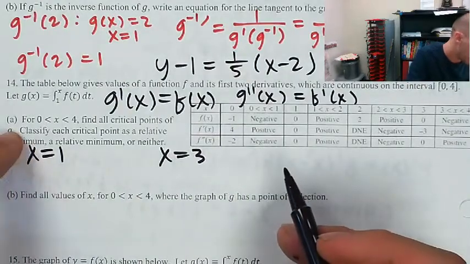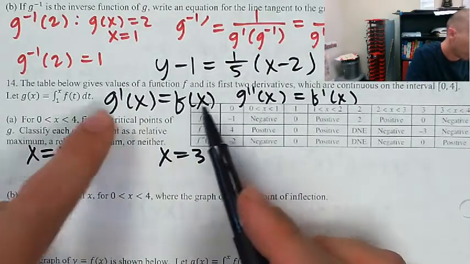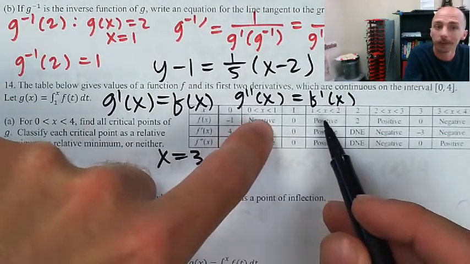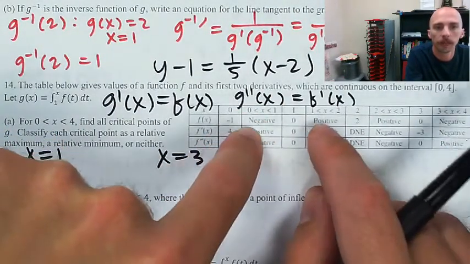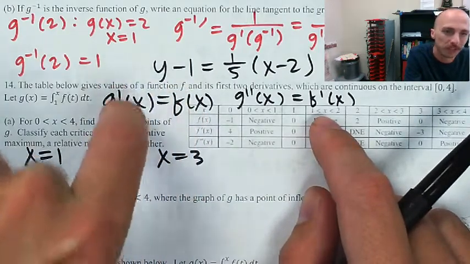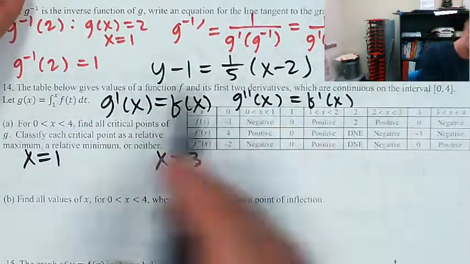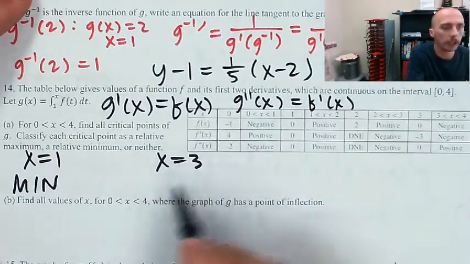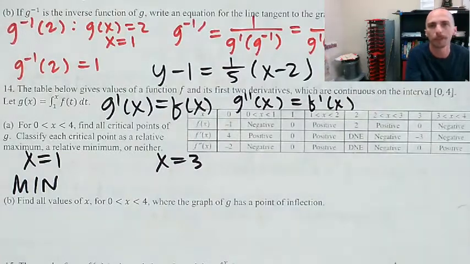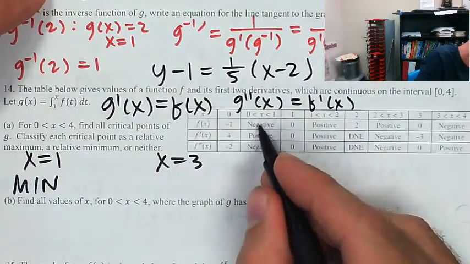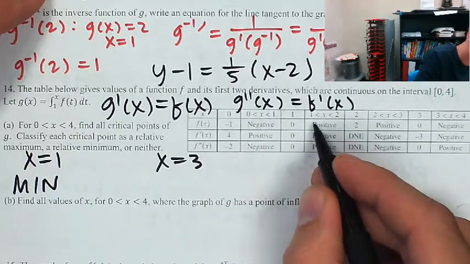Relative maximum, relative minimum, neither. Well, we're going to have to look at the derivative of g, which is f, to determine if it's changing signs. Here it is changing signs. If f goes from negative to positive, that means g prime went from negative to positive, meaning g prime went from decreasing to increasing. G has a relative minimum. I would normally give more of a reason for my answer than this, but I'm in a hurry and I've got more problems to do, so I'm going to say it's a minimum because g prime equals f goes from negative to positive.